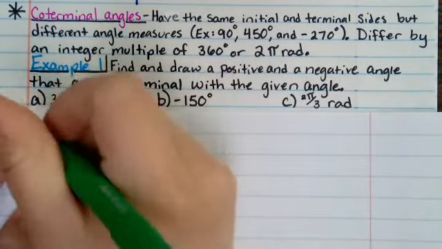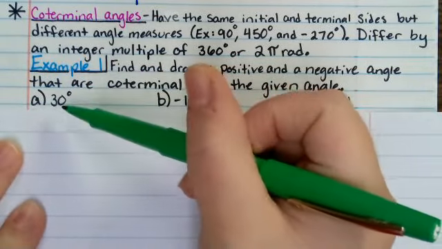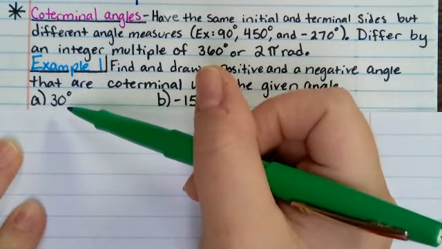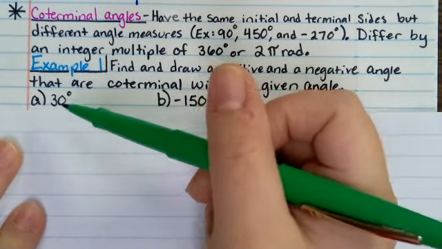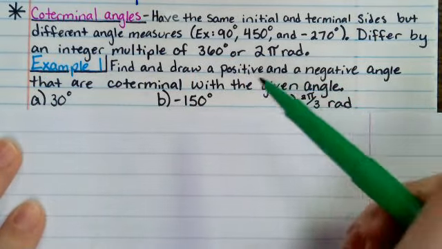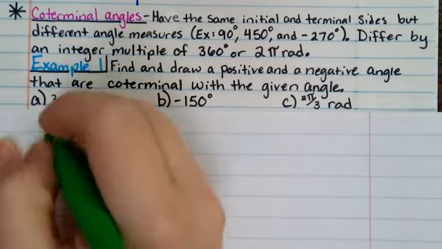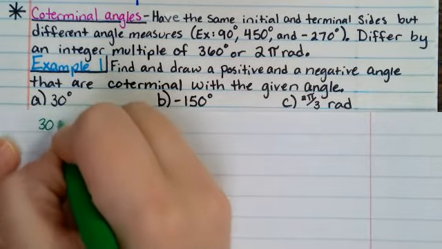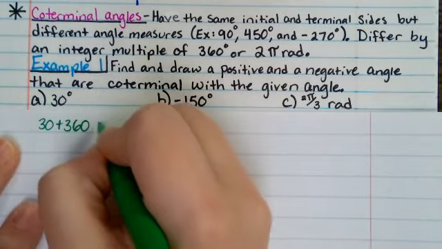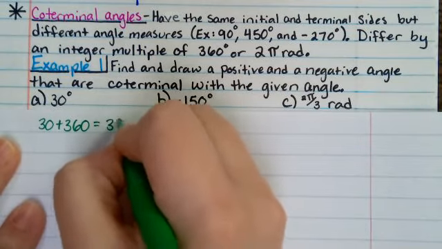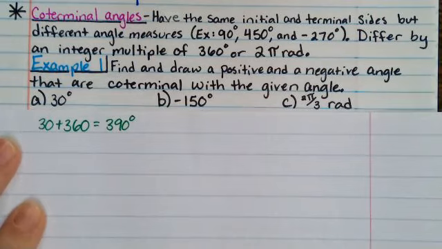Okay. So to get those coterminal angles, if I'm working in degrees, what I'm going to do is either add 360 or subtract 360. They want me to get a positive and a negative angle. So I'm going to do both of those. I'm going to take 30 and I'm going to add 360 to get a full rotation more. That's 390 degrees. So that is a coterminal angle.